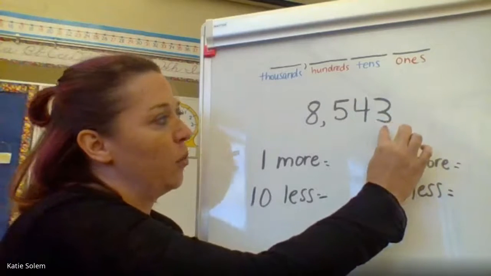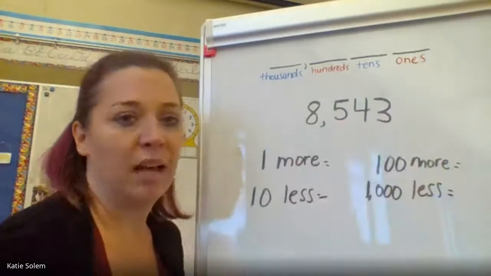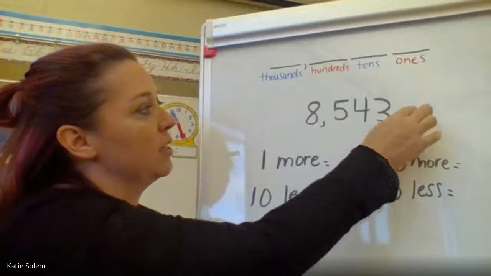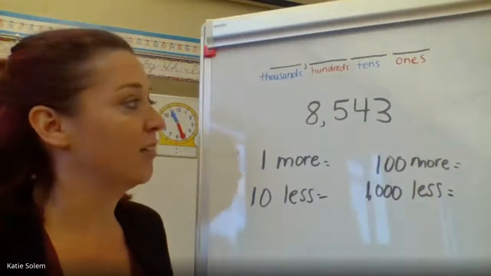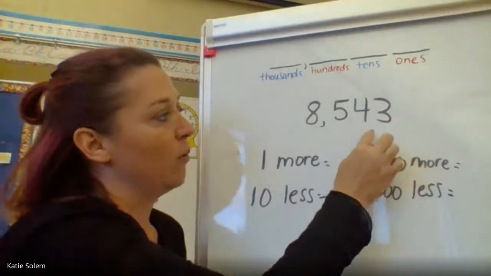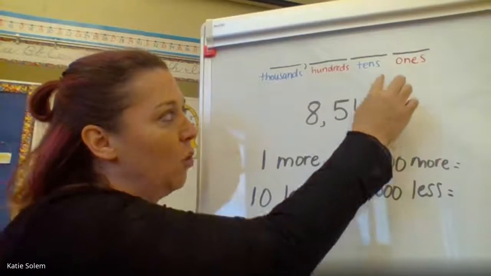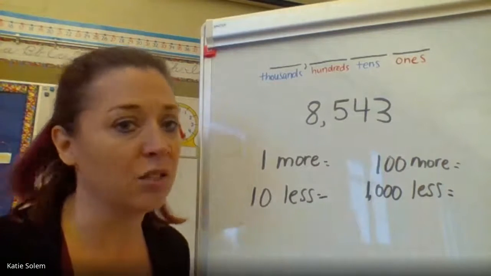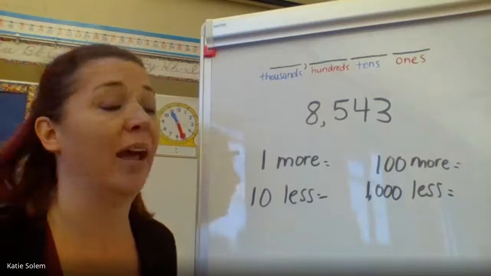For example, the 3 is in the ones column. So we know that this 3 actually has a value of 3. Now, if we move over, the 4 is actually in the tens place. So the value of it is not 4, but actually 40.